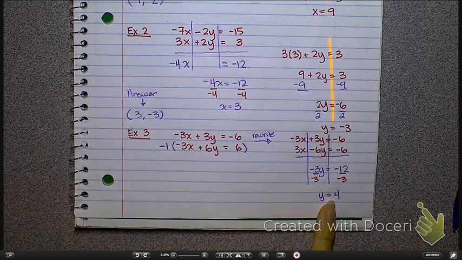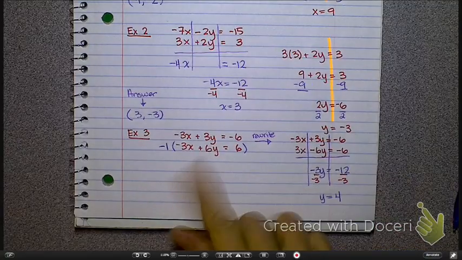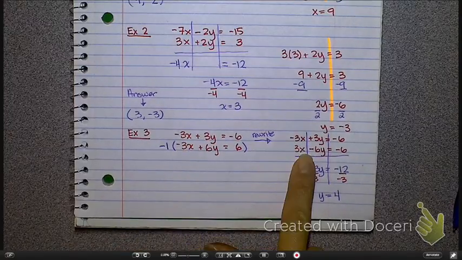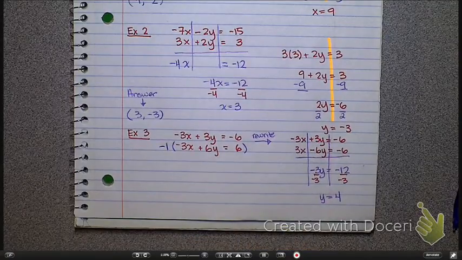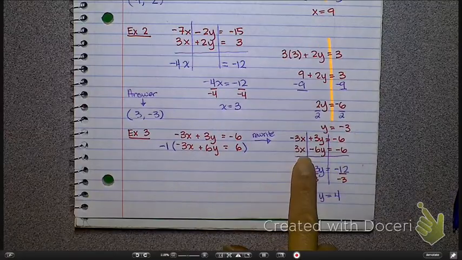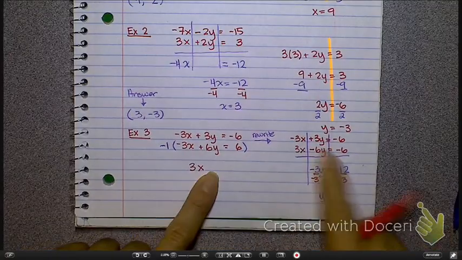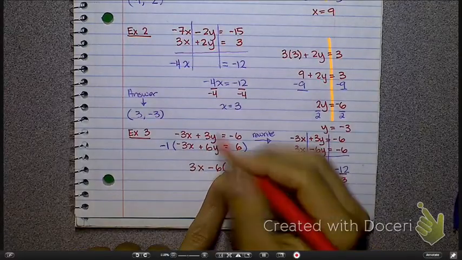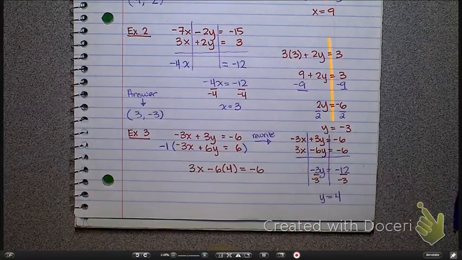Plug it in. Now, it doesn't matter if I plug it in here, I plug it in here, or I plug it in here. I can use any of these equations. Remember, this one is equivalent to this one. So I can plug it into either. So which one do you guys want to use? The new bottom one. That one looks easy to work with, right? So I'm going to use the new bottom equation, 3x minus 6 times y. What am I putting in the y spot? 4 equals -6. Okay, so now let's solve that.